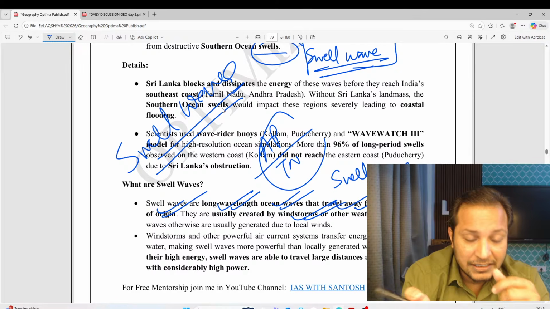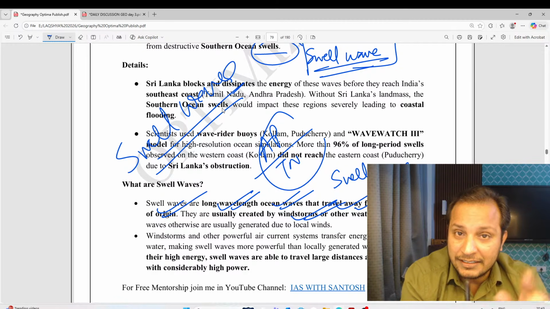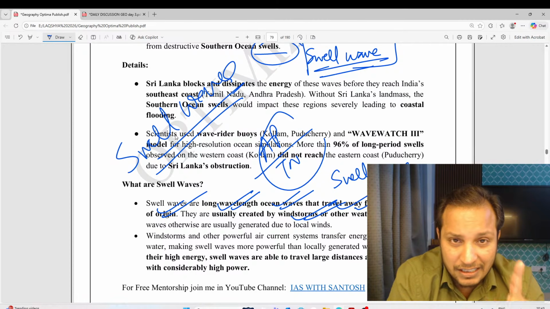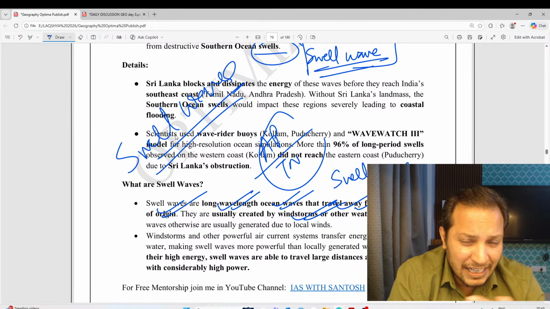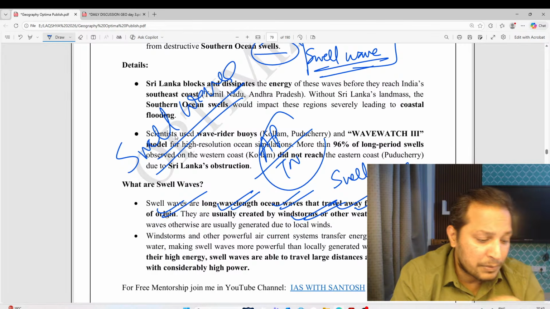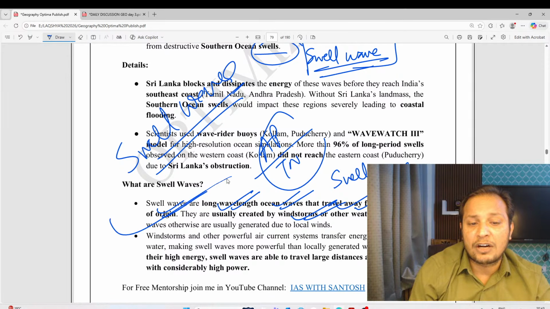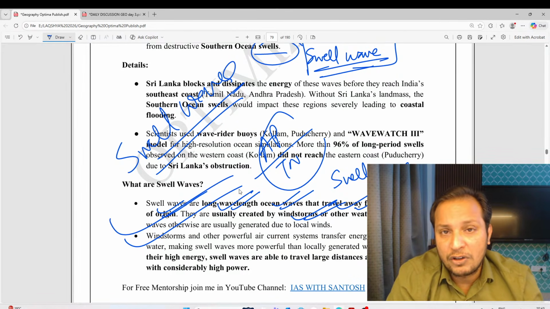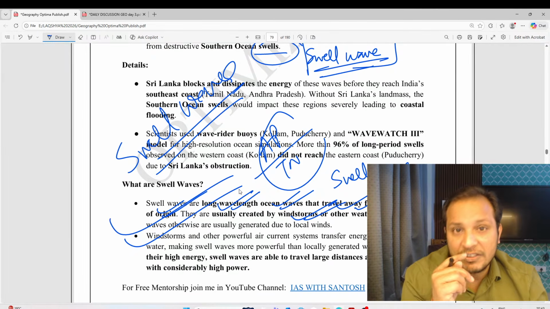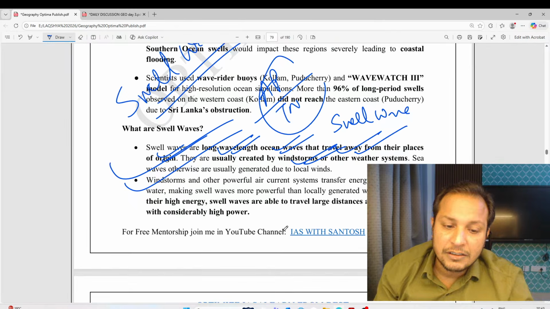Sri Lanka is one country which is very important. Yesterday we saw tropical cyclones generally do not come to Sri Lanka because Sri Lanka is nearer to the equator. But this year there was a tropical cyclone hitting Sri Lanka. So guys, this entire region, Sri Lanka, becomes very important. So please do prepare swell waves. Swell waves are long wavelength waves that travel away from the point of origin. Is this clear, guys? They are basically created by wind storms.